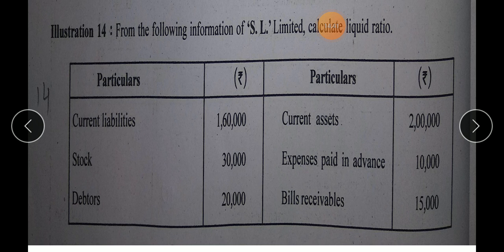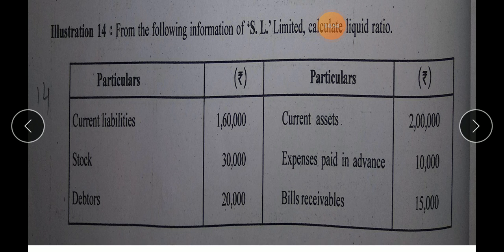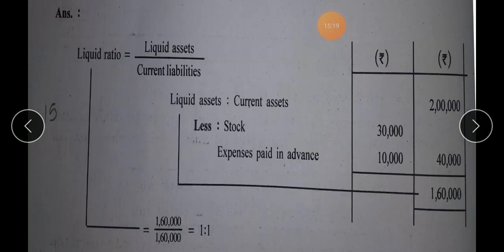So first of all, what is the formula for liquid ratio? The formula for calculating liquid ratio is liquid assets upon current liabilities. Let us find out liquid assets first of all from this sum. Liquid assets: all the current assets except stock and expenses paid in advance. Yes? And these are the current assets. These are current liabilities. Current liabilities are readily given in this question, so we are not supposed to find out current liabilities. We'll obtain liquid assets.